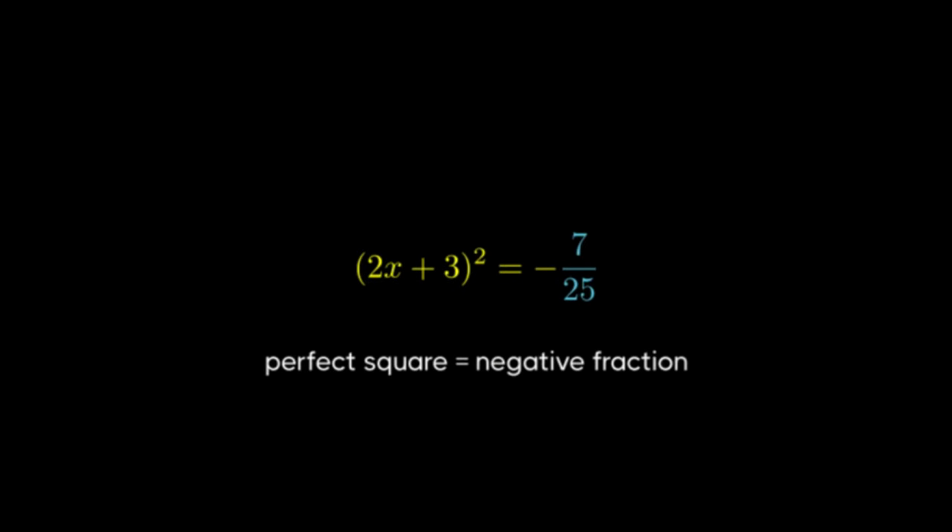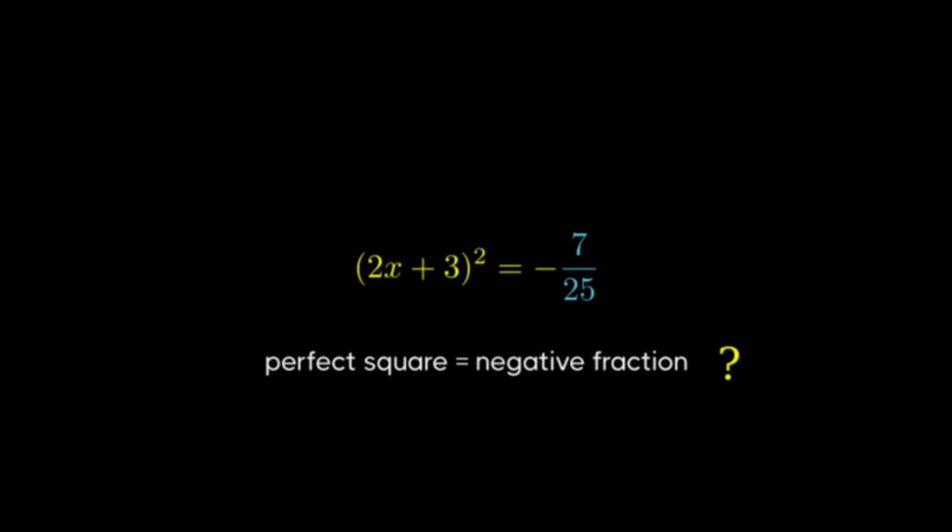In algebra, this is a significant observation because perfect squares in the real number system are always positive or zero, never negative. This raises an important question. Can the square of a real number ever equal a negative value? The answer is no, which means our equation won't have real number solutions. Any number squared, whether positive or negative, always results in a positive value or zero.